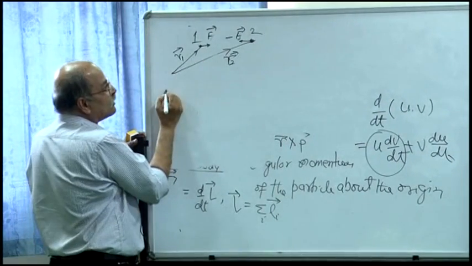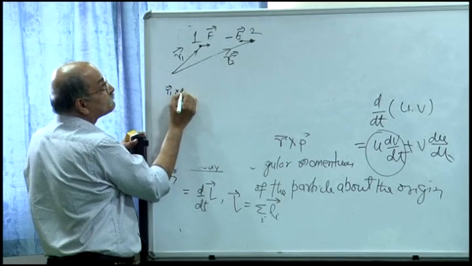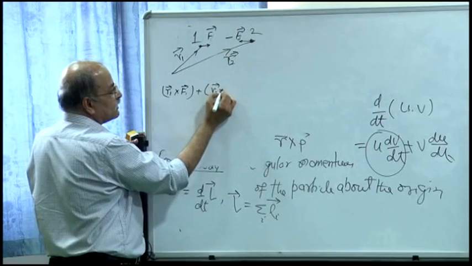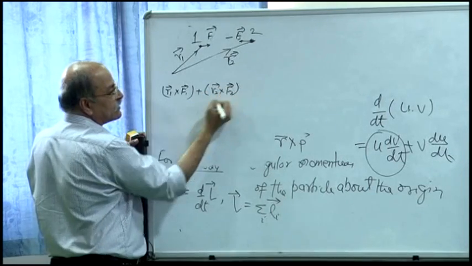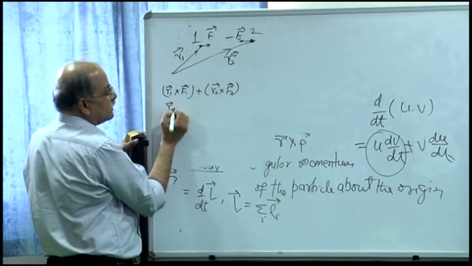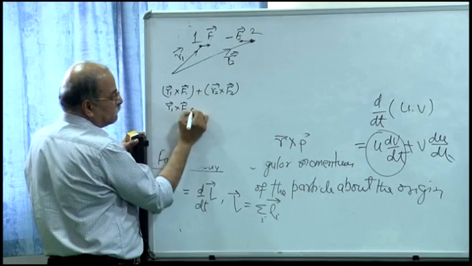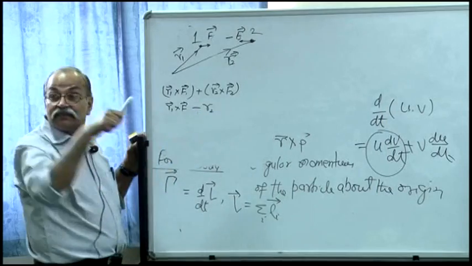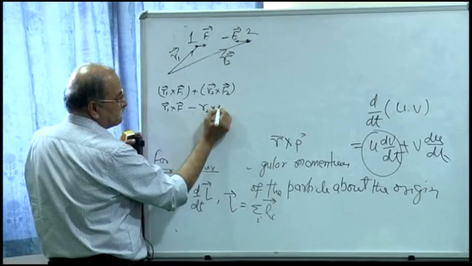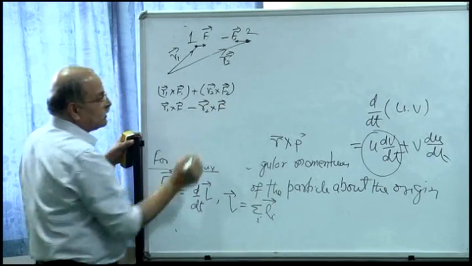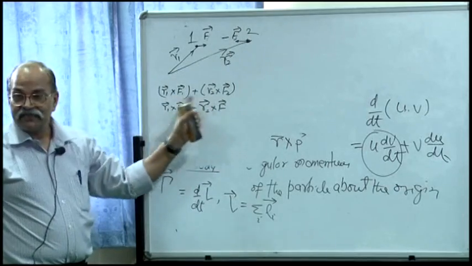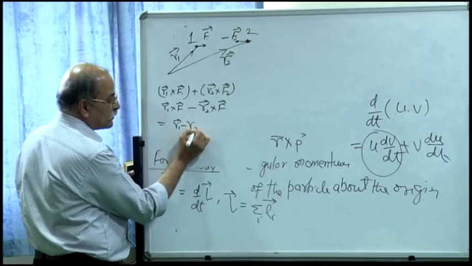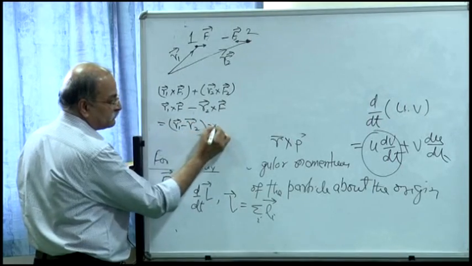Now the torque will be R1 cross F1, plus R2 cross F2. I am only adding the internal ones. So R1 cross F minus, can you see the size of the letters? So it is cross F. Your F2 is just minus F, right? So it is R1 minus R2 and cross F.